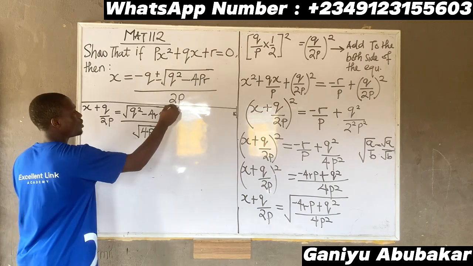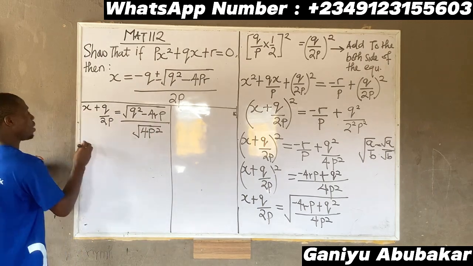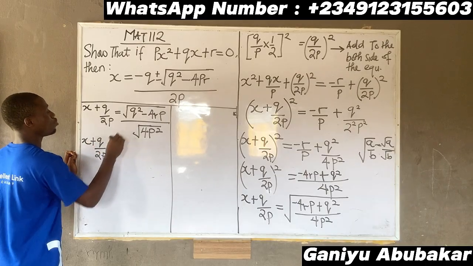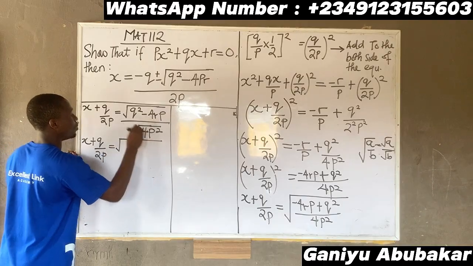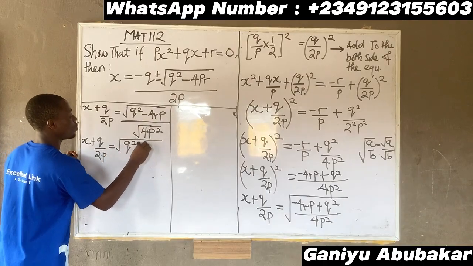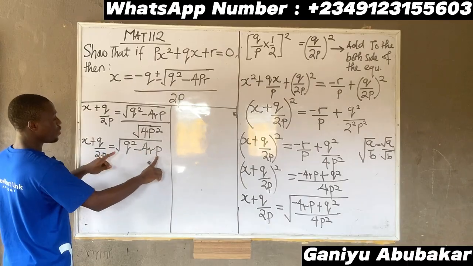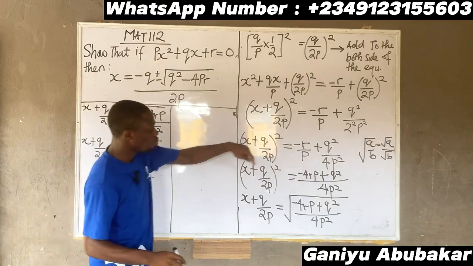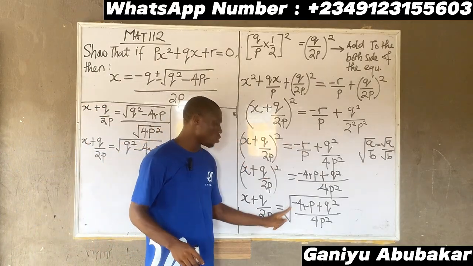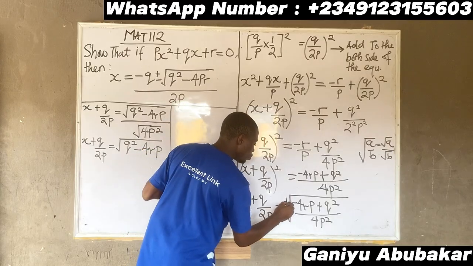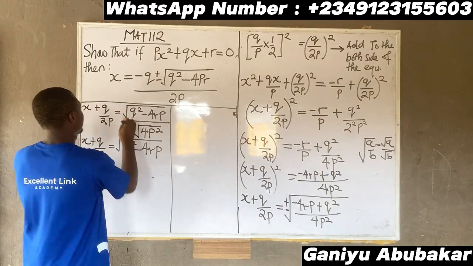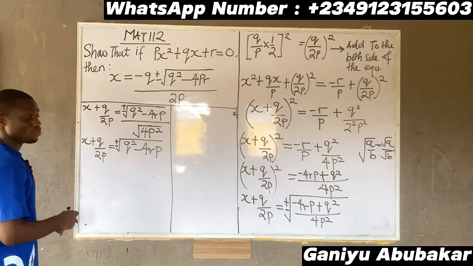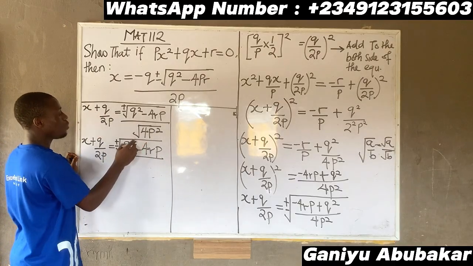Now note that from here I'll have x plus q over 2p equal to this root. The numerator I'll leave that way: q squared minus 4rp, because it's already rhyming with what I'm having here. Mind you, when you take the square to the other side, giving you a square root, always add plus or minus to the square root. So add plus or minus here, all over what then?